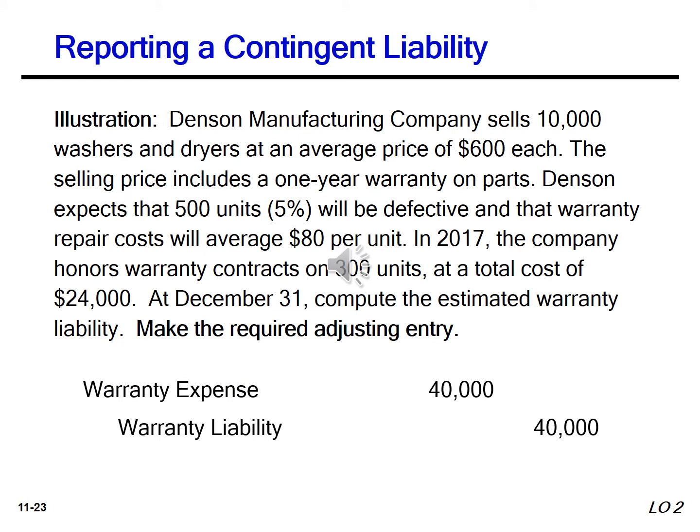Now, how do we report this on the General Journal? In that scenario, the estimated warranty liability will be recorded in the journal by debiting the warranty expense, 40,000, and crediting warranty liability of the same amount.